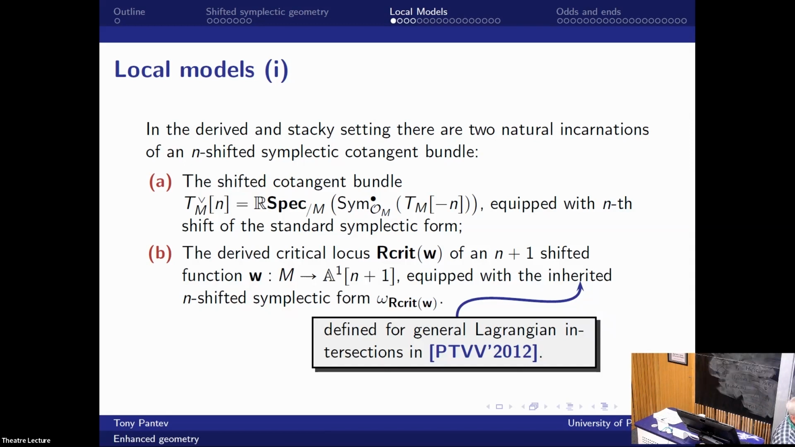But then a natural candidate for a Darboux statement will be to say that in the derived shifted symplectic world, near a Lagrangian, every symplectic stack is the critical locus of a shifted function. And that would be the Darboux theorem.